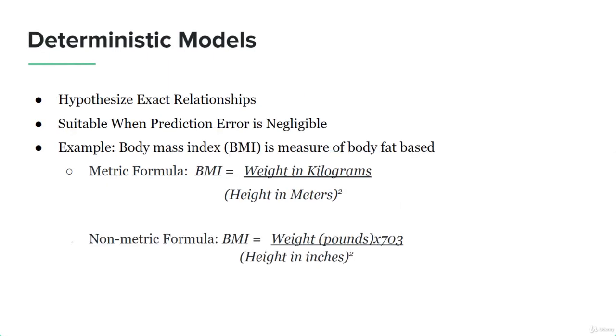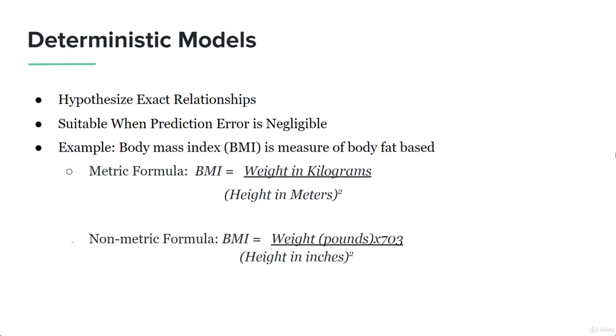So let's talk about deterministic models. Deterministic models hypothesize exact relationships. They're suitable when prediction error is negligible. The example for that would be the body mass index. It is a measure of body fat. The metric formula for the BMI is weight in kilograms divided by height in meters squared. The non-metric formula for this would be the weight in pounds times 703.